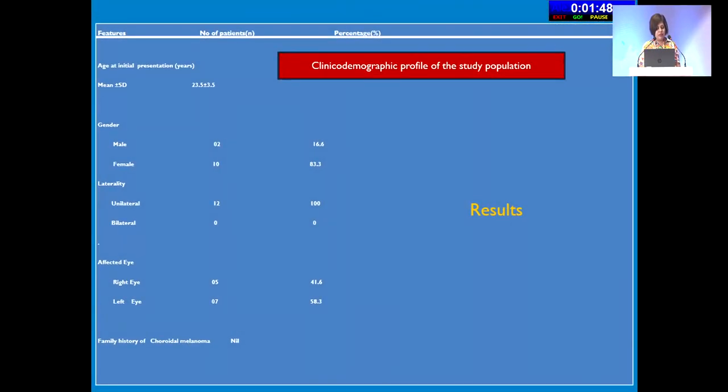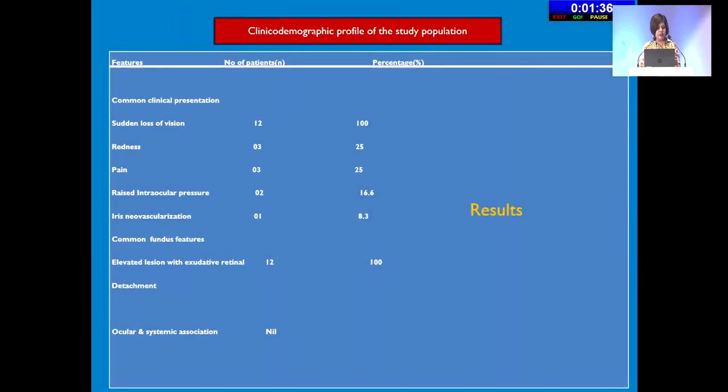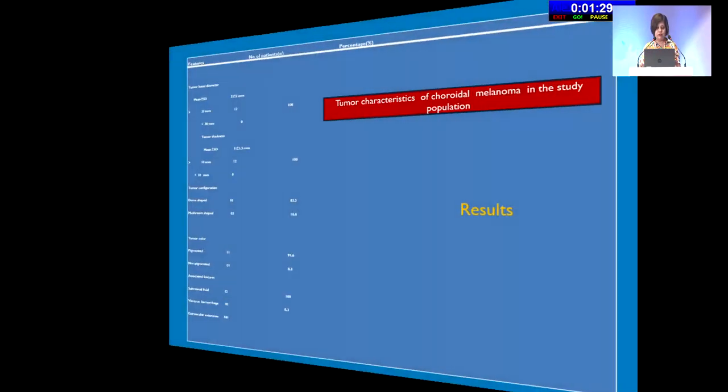So mean age of the population was 23 years. There were 2 male and 10 female patients. All had unilateral presentation. Right eye was involved in 5 and left eye in 7. And there was no family history of choroidal melanoma. Common clinical presentation was sudden loss of vision and elevated lesion with exudative RD. There was no sign of ocular and systemic association.